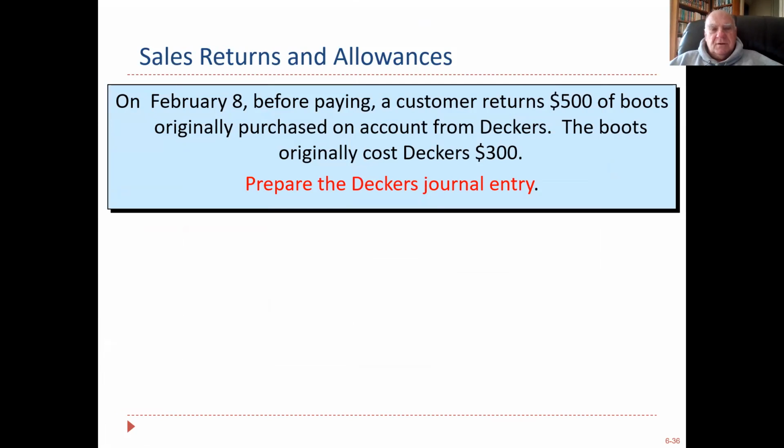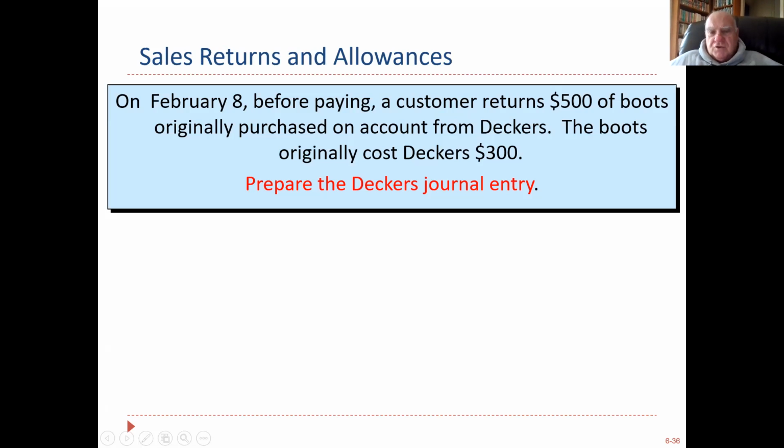Sales, returns, and allowances, huh? Before paying, a customer returns $500 of boots. What does that mean? He returned the left shoe? I thought he only bought one shoe. Okay, but he's returned a $500 pair of boots, okay? The boots originally cost Deckers $300. So the $300 is Deckers' cost of goods sold, right? Deckers bought those boots for $300 and they sold them for $500.